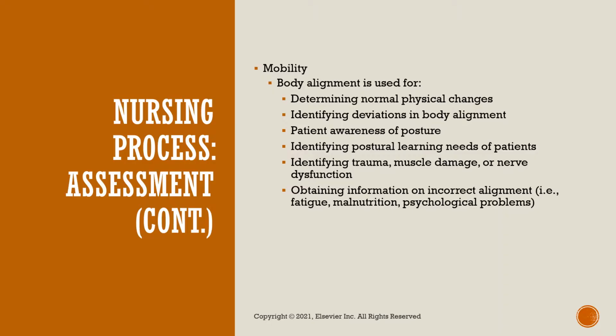Body alignment is used for determining normal changes, identifying deviation, making the patient aware of their posture, identifying learning needs of clients, identifying trauma, muscle damage, or nerve dysfunction, and obtaining information on incorrect alignment.